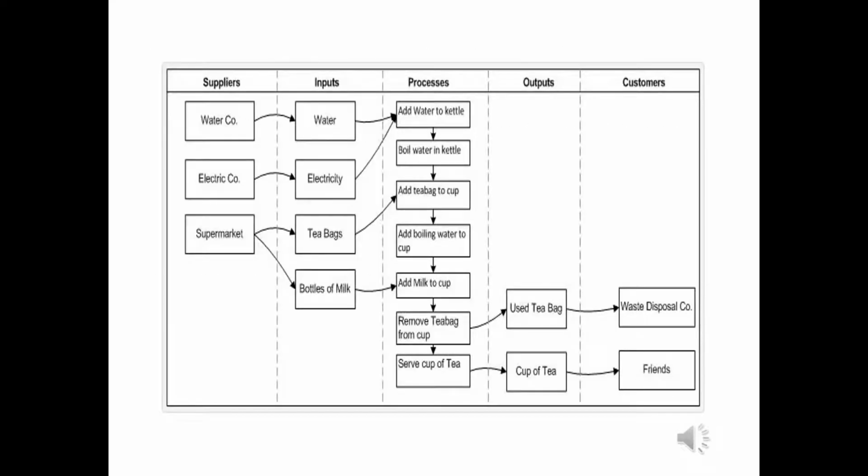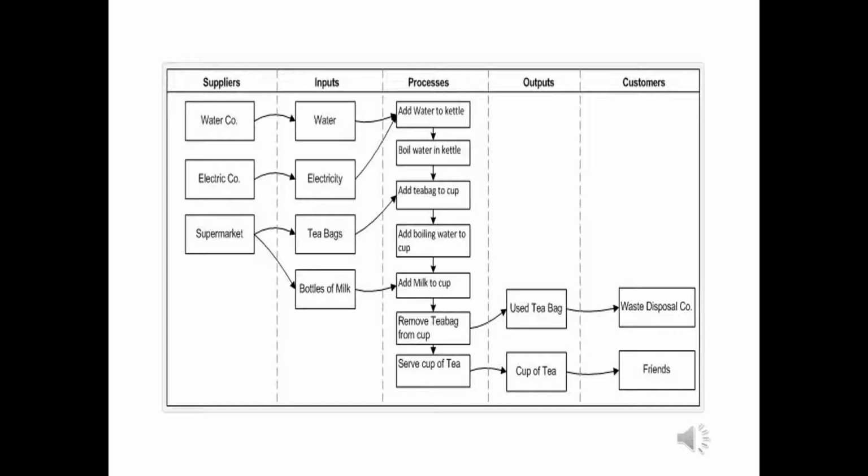Okay, this is an example of the SIPOC suppliers. They're going to make tea, by the way. So the suppliers, you got the water company, you got the electric company, the supermarket. So those are the suppliers, but what do they bring to the process? What do they provide? Well, the water company gives us water. Electric company gives us electricity. Supermarket gives us the tea bags, and it's going to be British, so it's going to have bottles of milk. If you put sugar in your tea, you can add that in there too, probably.